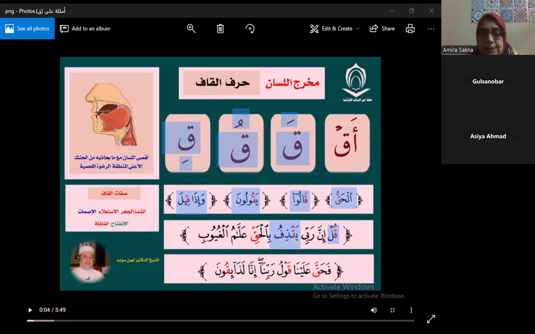يقذف. Pay attention. Since qaf is having sukoon, it will have qalqala even if it's in the middle of the word. No difference. يق يق يقذف.